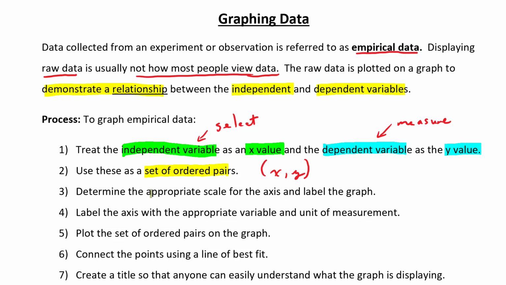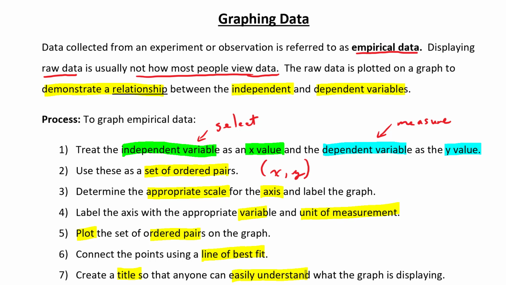We determine the appropriate scale for our axes and we label it. We label it with the appropriate variable, and if there's units, label that on the axes as well. Plot your set of ordered pairs on the graph. Connect it with a line of best fit, and then create a title so it's easy to understand.